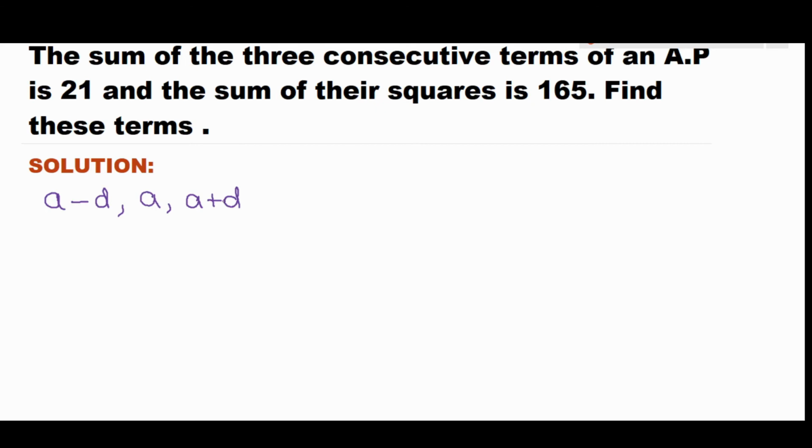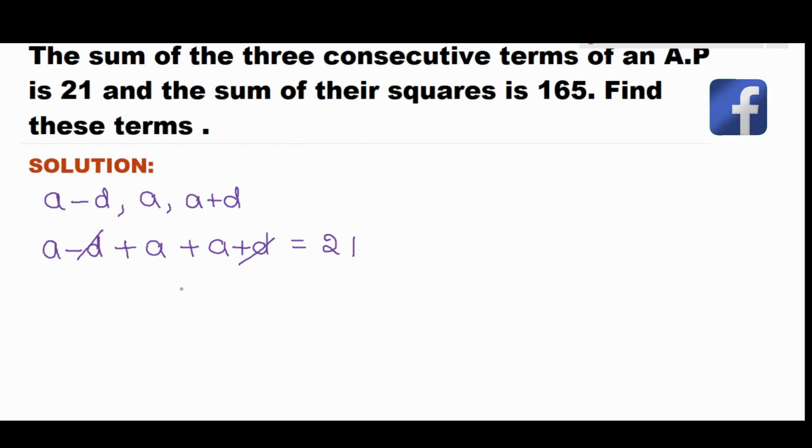So now let's see the question. Sum of the 3 consecutive terms of an AP. So these are the 3 consecutive terms now. Let's sum them. A minus D plus A plus A plus D, which is equal to 21. You can see minus D and plus D get cancelled. You are left with 3A. So I am adding these, 3A is equal to 21, and A is equal to 21 by 3, which is equal to 7. Therefore we have got A value as 7.